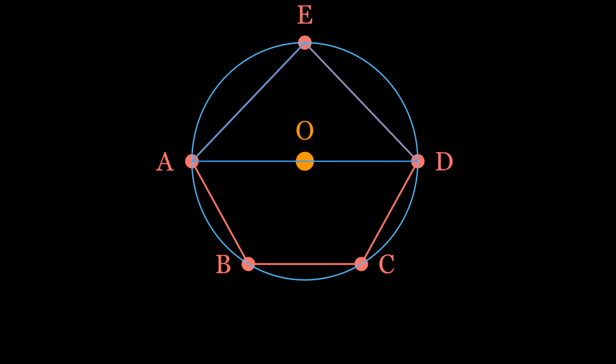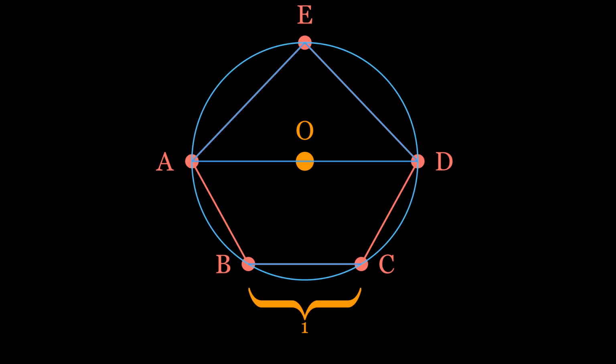We're told that sides AE and DE have equal length. We also know that side BC is parallel to the diameter AD. And the length of side BC is exactly 1 unit.